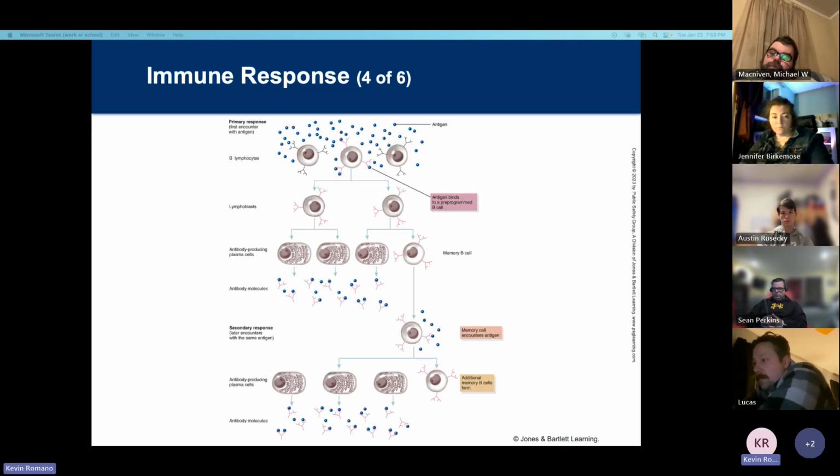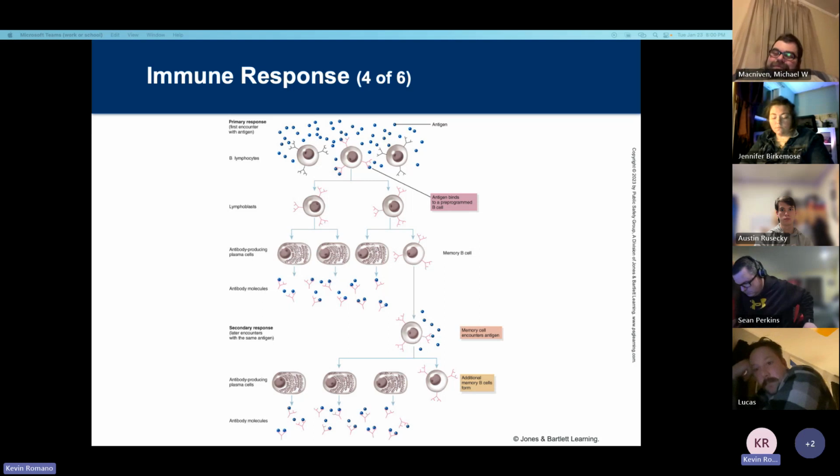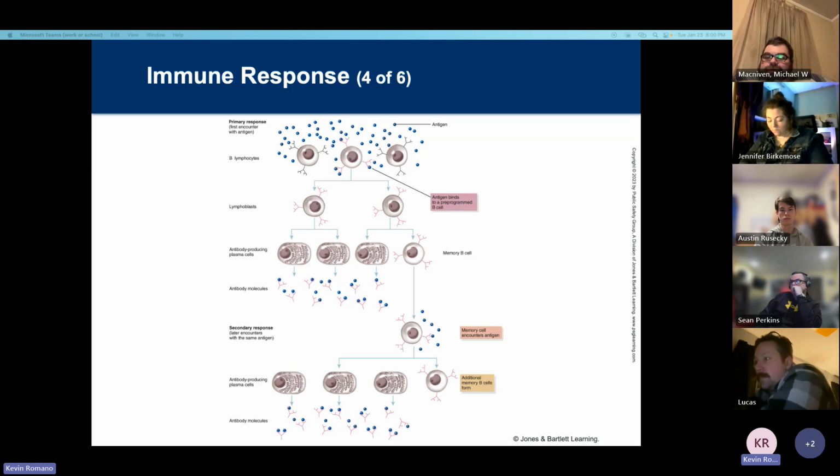This illustration here shows the B cell activation. So the immunocompetent B cells are stimulated by the presence of an antigen, producing an intermediate cell called a lymphoblast. The lymphoblasts divide, producing plasma cells and some memory B cells, and memory B cells respond to subsequent antigen encroachment, yielding a rapid secondary response.